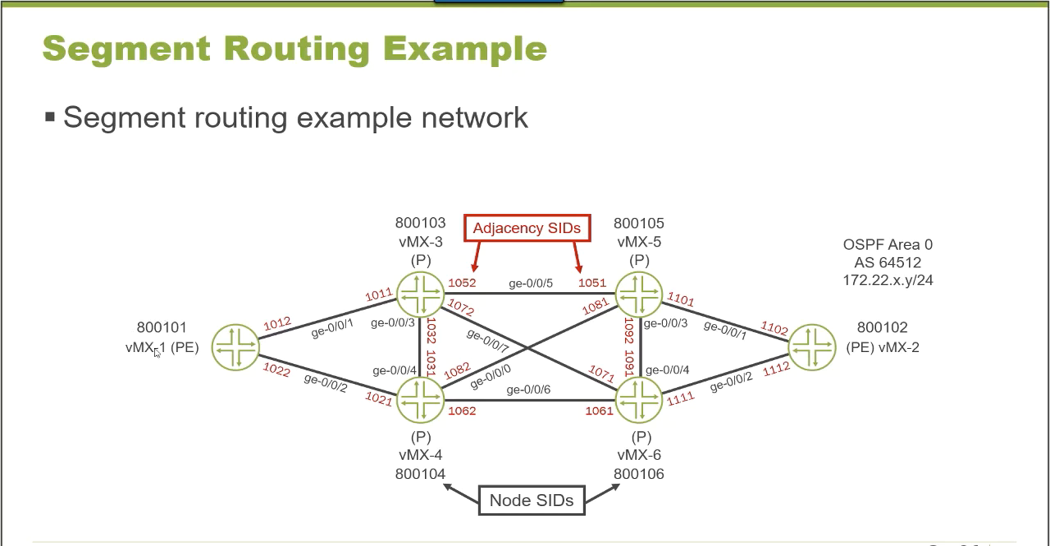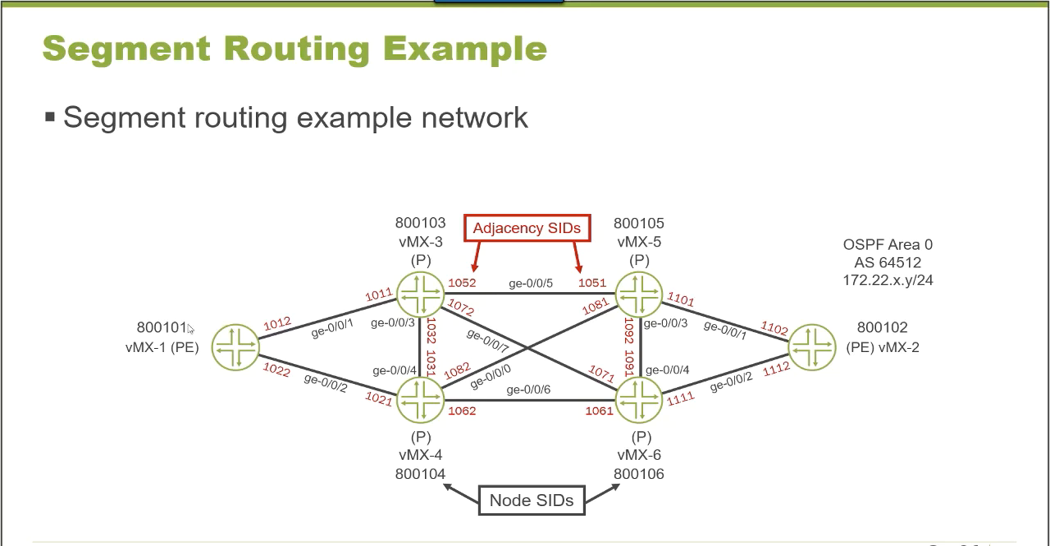These are VMX platforms. This is VMX1. It's an ingress label switching router. It will take ingress traffic and place it in a label switch path that could be forwarded using segment routed adjacency SIDs and node SIDs. So the IGP, OSPF in this case, has been extended to communicate additional segment routing information.